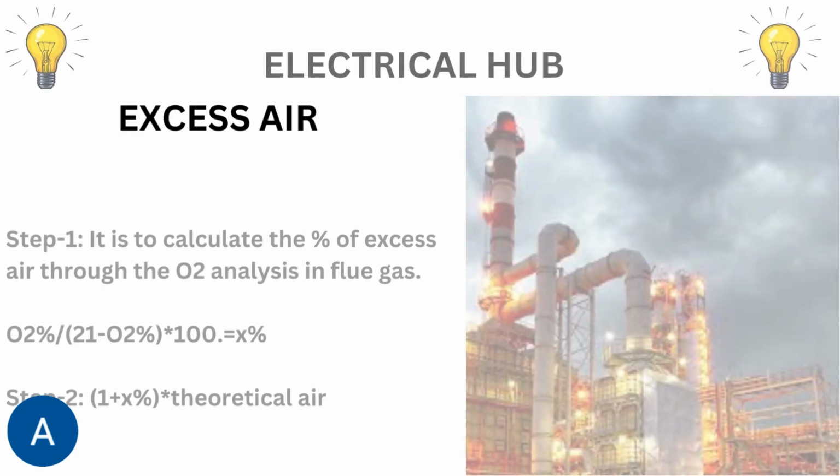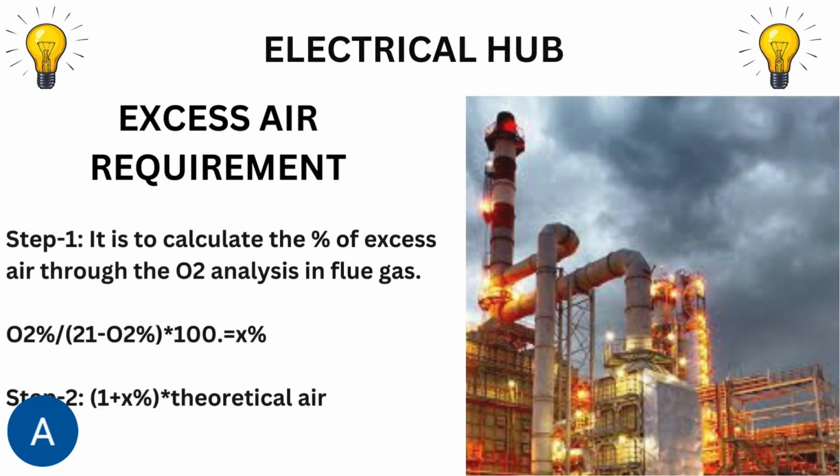Now, step 2 is the excess air requirement. In the excess air requirement, we need to calculate the percentage of excess air. How? Through O2 analysis in the flue gas. O2 percentage in the flue gas divided by (21 minus O2 percentage in the flue gas), into 100, is equal to X percent. That X percent is the excess amount of air beyond the theoretical air requirement. So from the theoretical air requirement, we can calculate the excess air requirement.